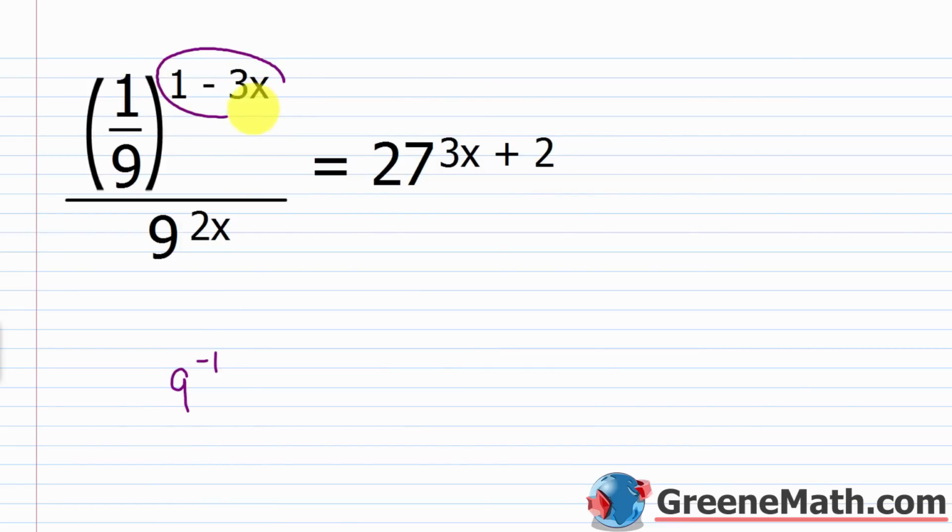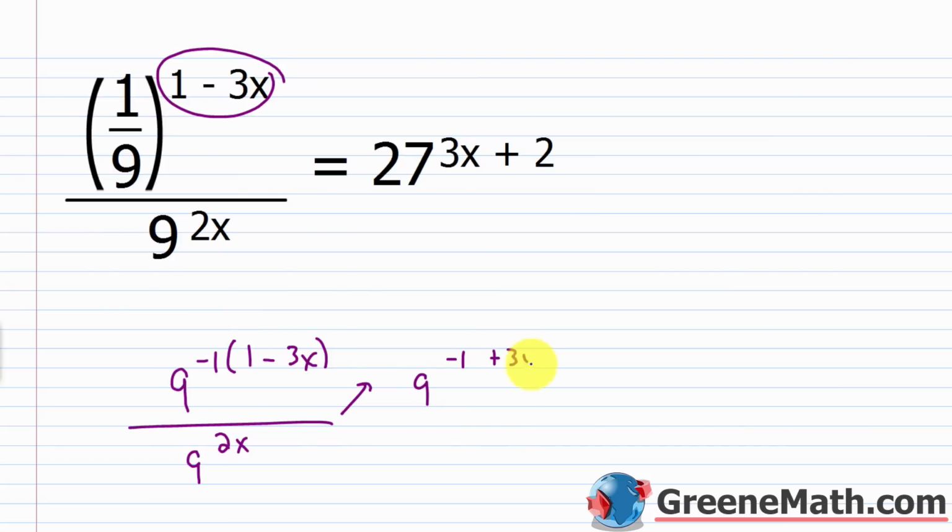This would be raised to this. So power to power rule. Negative 1 would multiply the quantity 1 minus 3x. This would be over 9 to the power of 2x. Forget about this side for a minute. Let's just simplify this. Negative 1 times 1 is negative 1. So this would be 9 to the power of negative 1, and then negative 1 times negative 3x would be plus 3x. This is over 9 to the power of 2x.